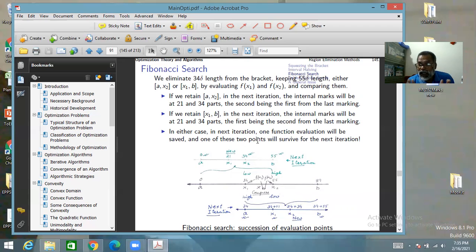And what will be the size reduction in the interval size? There is certainly some reduction. Say 55 by 89 first time. Next time it is 34 by 55. Basically, it is F(k-1) by F(k), and that is less than 1. So one function evaluation and some reduction. In the case of interval halving, we saw 2 by 2. Now here, 1 point something divided by 1. So that is an advantage. This is how Fibonacci search method has a marginal advantage over interval halving.